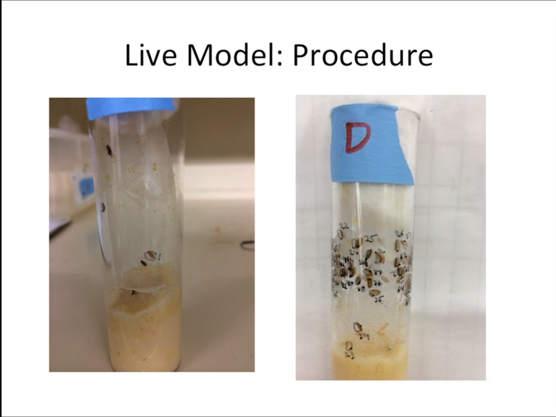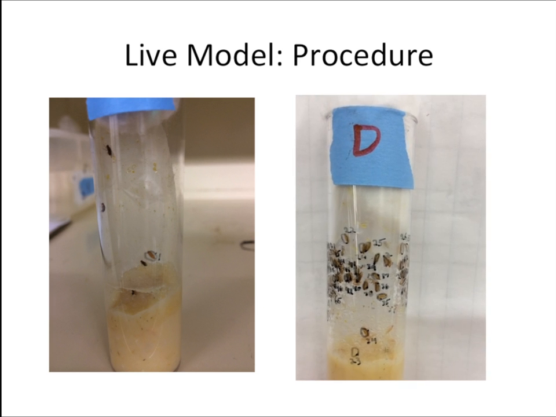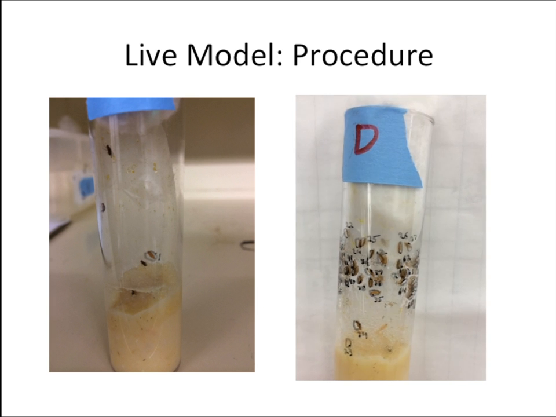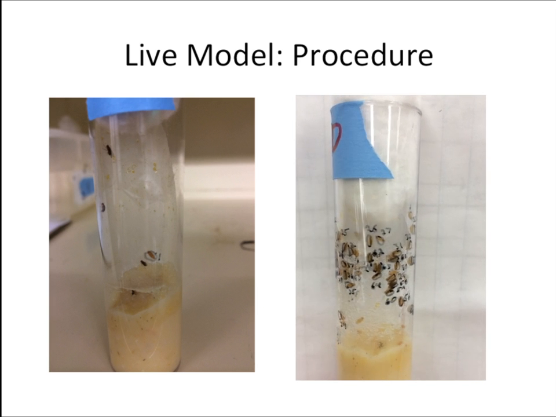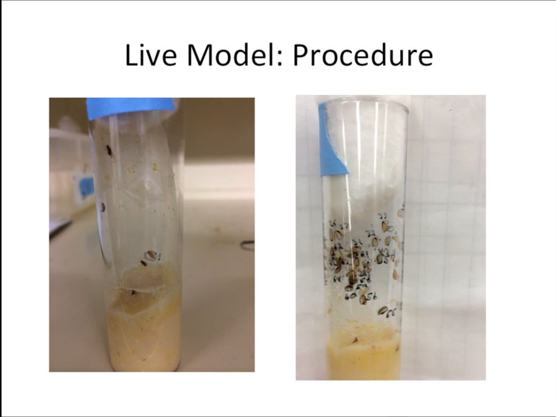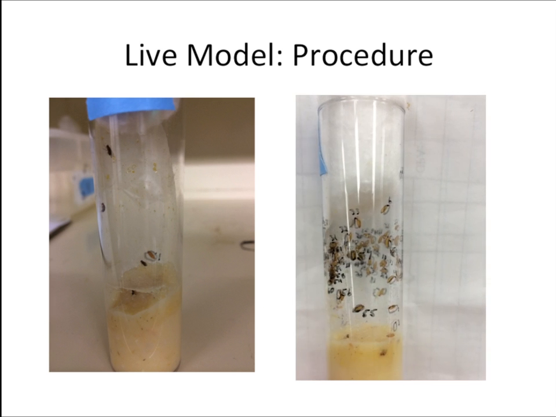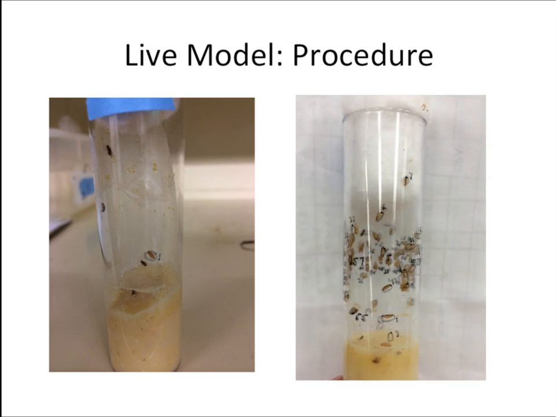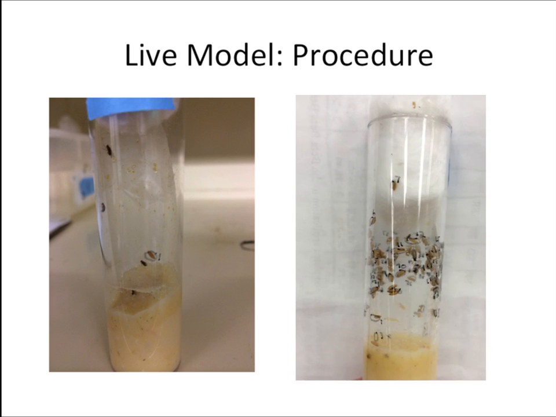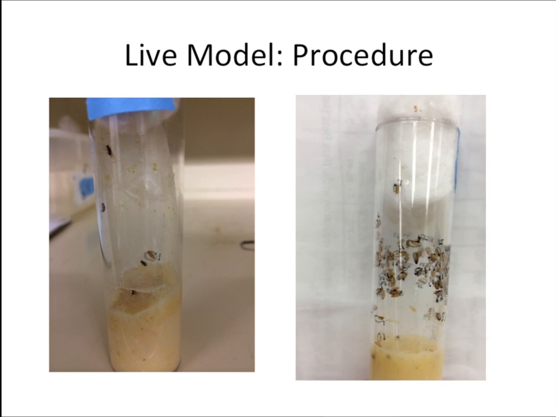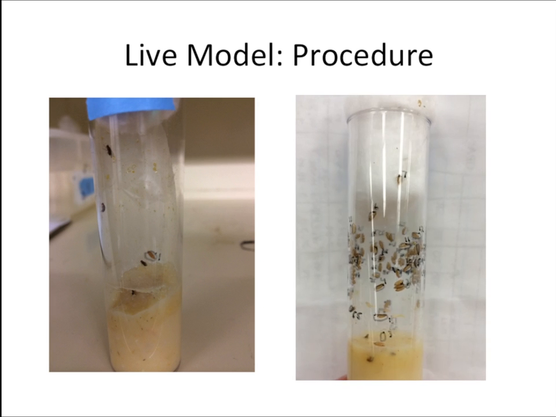After about a week, you're going to start seeing pupa. At this time, you're going to want to check the vials twice a day, ideally 12 hours apart, but again, ideally. And you're going to want to document the time at which you check them and how many new pupa there are. You're going to mark them so that you don't recount that same pupa the next time.